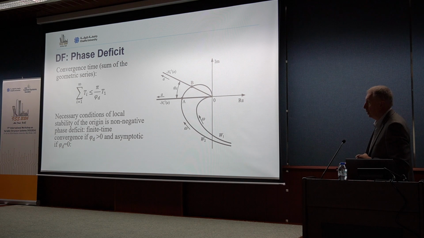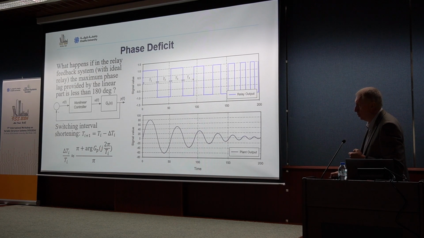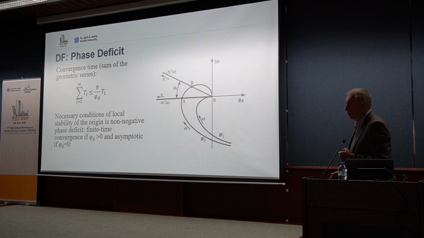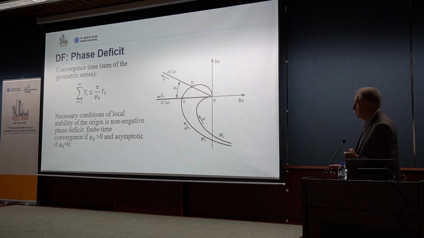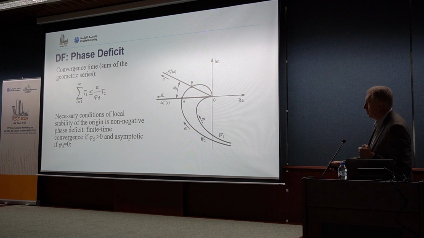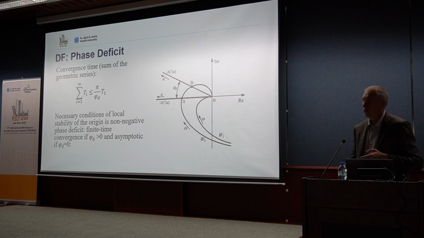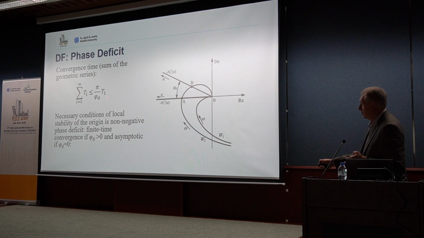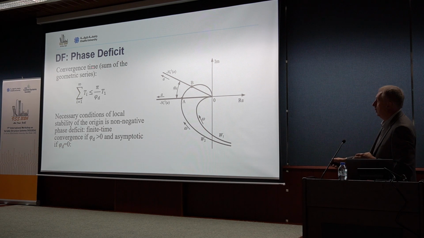So next, in this case, if this value is constant, assuming that this is constant, then they provide a geometric series. And the sum of the geometric series is given by that value, and as a result, we can say that the sum of all these switching intervals from 1 to infinity is given by this formula. So it is not infinity, it's a finite value, and this finite value depends on this phase deficit. So if the phase deficit is 0, then this right-hand side turns into infinity. So we have infinite convergence time in this case. If this phase deficit is a finite value, for example, 10 degrees, then the sum of this will be equal to that.